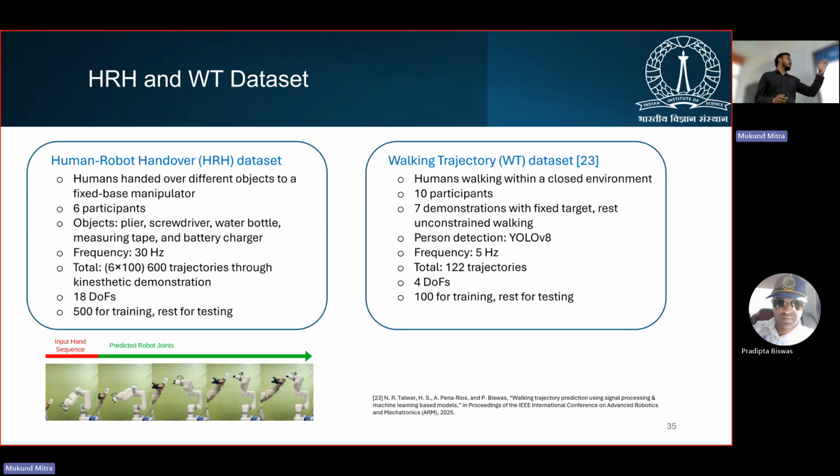And we also evaluated the method on a walking trajectory dataset, which Naveen collected, where we asked the humans to walk freely within a closed environment, and we track the position of the human. So there are a total of 4 degrees of freedom, that is the XY coordinate of the user, and the velocity and acceleration. The data was recorded at 5 Hertz. There are a total of 122 trajectories, out of which 100 were used for training and the remaining for testing.